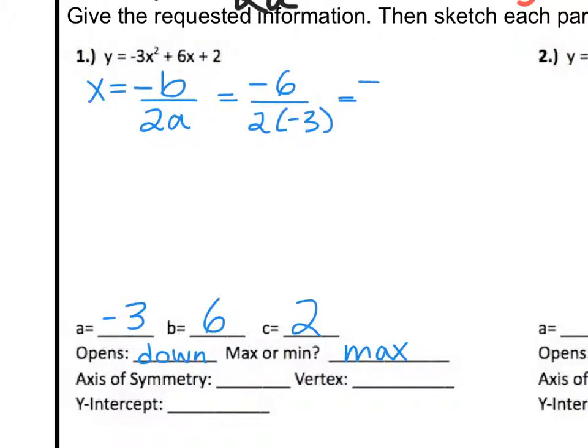That would be negative 6. What's 2 times negative 3? Negative 6. So negative 6 divided by negative 6 gives me positive 1. So the axis of symmetry, the line, goes through x equals 1. That's the equation of the line. So write that down. You now know your axis of symmetry is x equals 1.